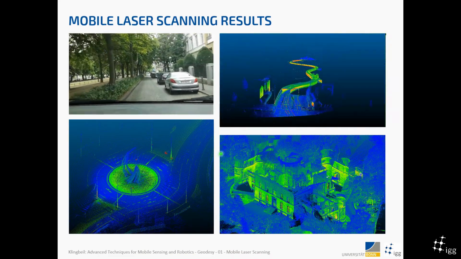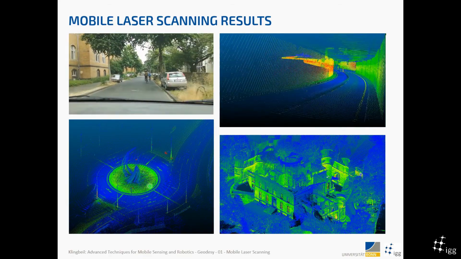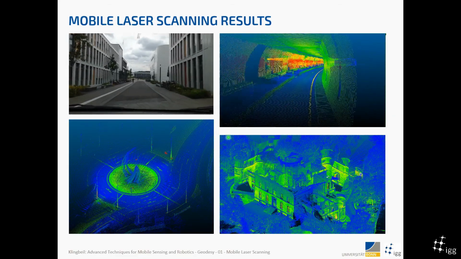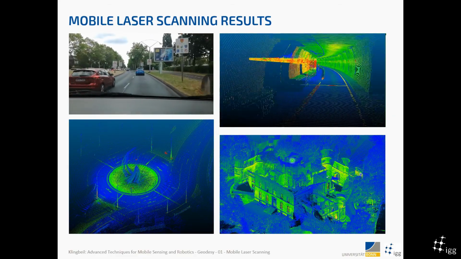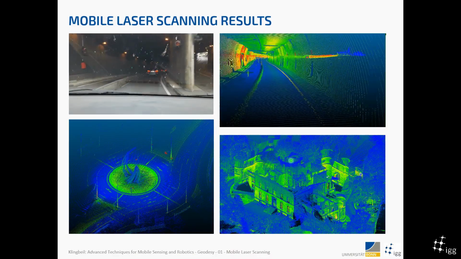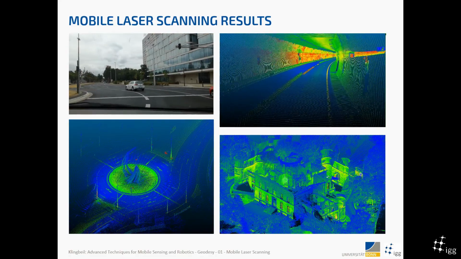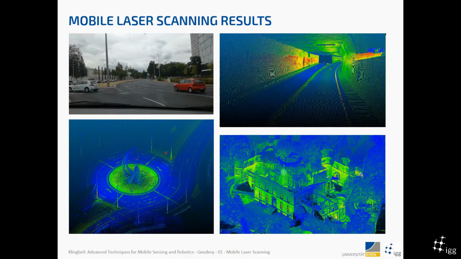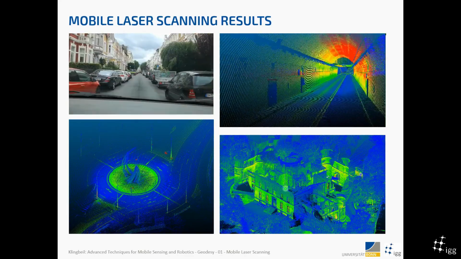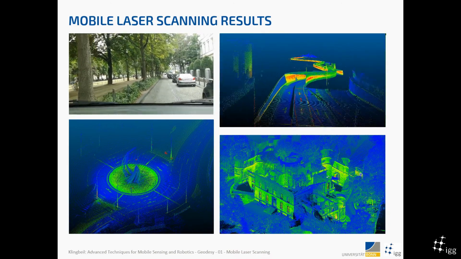This is a roundabout where we drove along multiple times. This is also the direction Bad Godesberg, and this is the Sternwarte, the observatory at the Poppelsdorf Allee, where we just drove around once to generate this model. This is just an example of what you can generate with those systems, and I'm pretty sure that you've seen that already in the last semester.